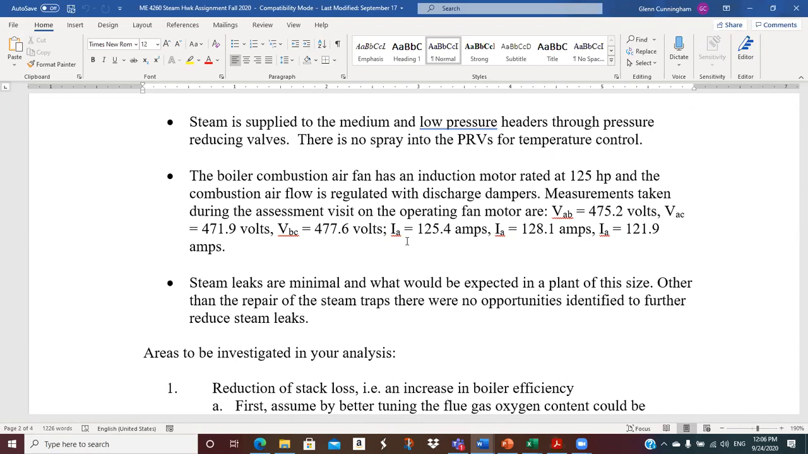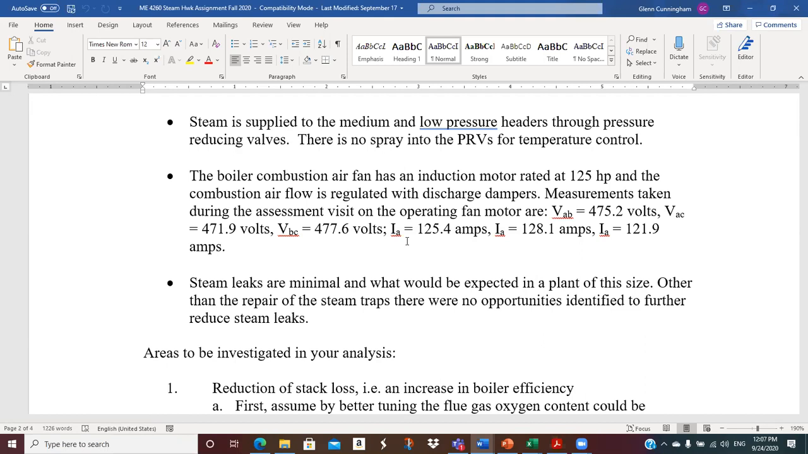The AB, AC, BC, what are those referring to? Well, that's how those measurements are taken. If you go in with a voltmeter, you can take measurements from the phase to the neutral or ground, and you get something like 277. These are phase-to-phase measurements. So VAB is the voltage touching your 2 leads to phase A and phase B. So you have 3 measurements you have to take: between A and B, A and C, and B and C.